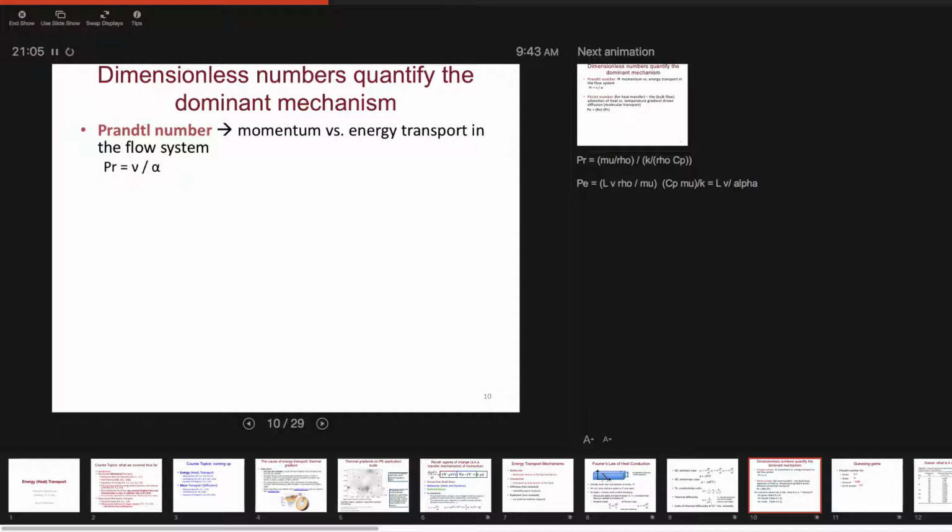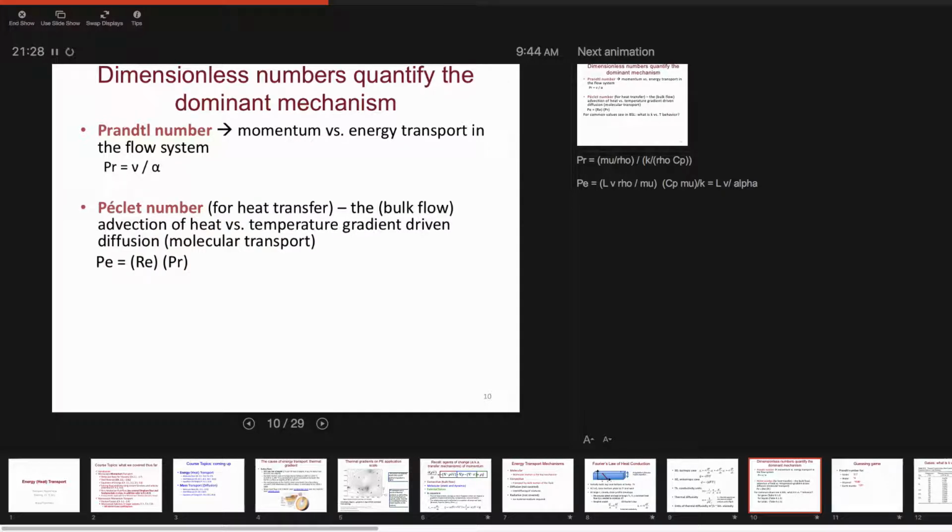it's momentum versus energy transport in the flow system, which is basically looking at those two normalized coefficients in meters squared per second when I divide kinematic viscosity by alpha, which is thermal diffusivity. They're both in meters squared per second. I'm going to get the Prandtl number.